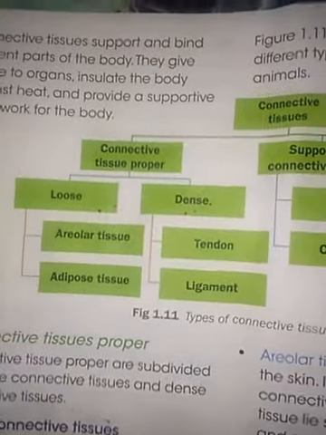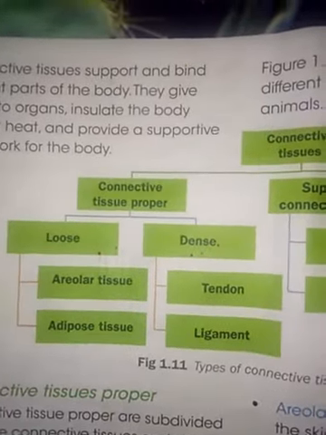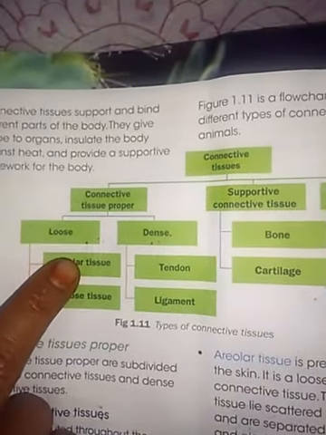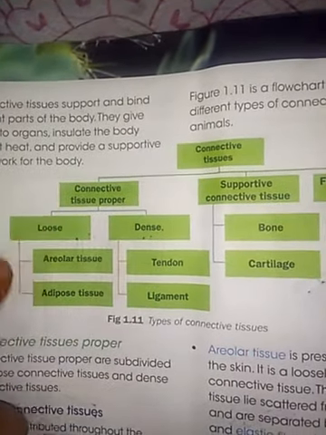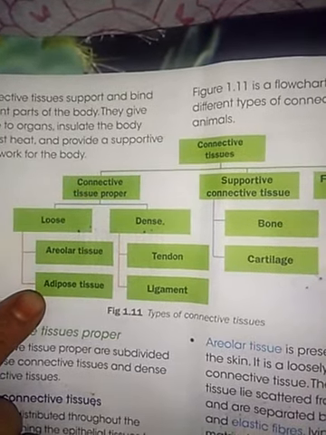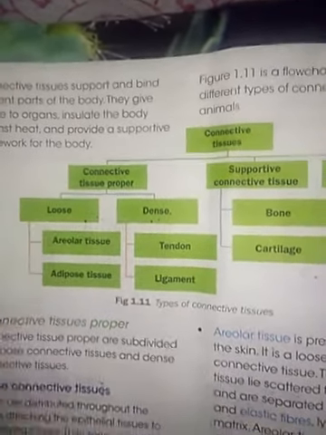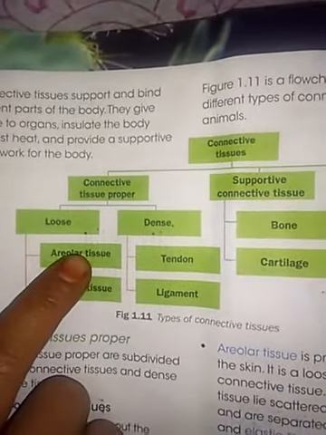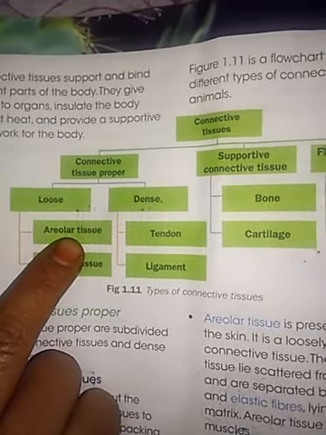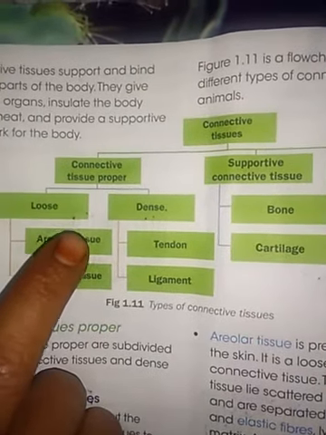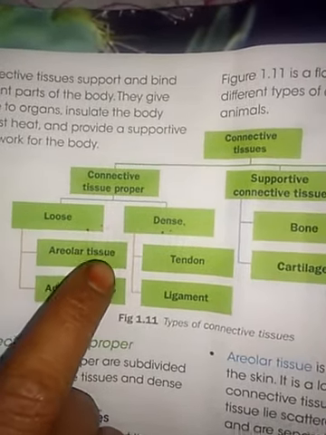Areolar and adipose tissue are types of loose connective tissue. Yes or no? Now, areolar tissue is present under the skin. Where is areolar tissue present? Under the skin. The cells are scattered in this tissue.